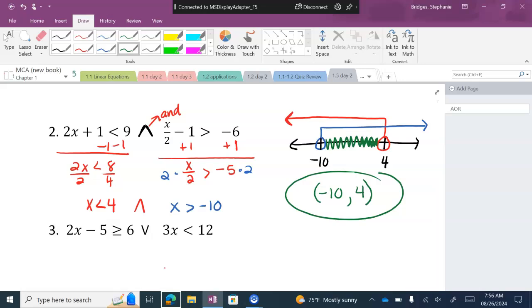So, like cases like this, when they're intersecting, it depends on if it's and or or. Okay. If it's and, yes. If that happens to be or, it's a different situation. Everybody okay with that? All right, go ahead and start number 3.